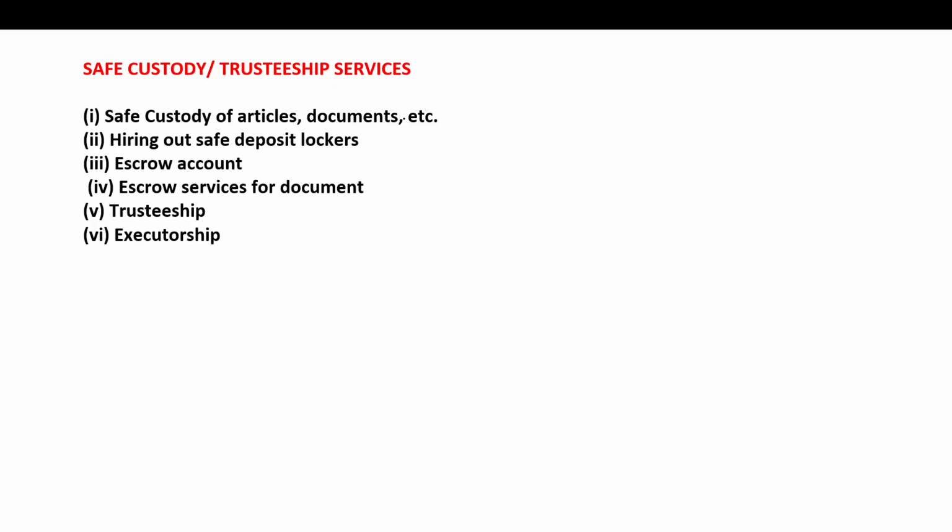Safe custody and trusteeship service. Bank provides secure service to keep valuables safe and handle funds responsibly. For example, safe custody, keep property papers or jewelry at bank. Safe deposit locker, rent a locker for valuables. Escrow account, it is used when money is kept in trust until certain conditions are met, like in property deals. And then there's trusteeship or executorship. The bank can manage your money or will as a trusted representative.